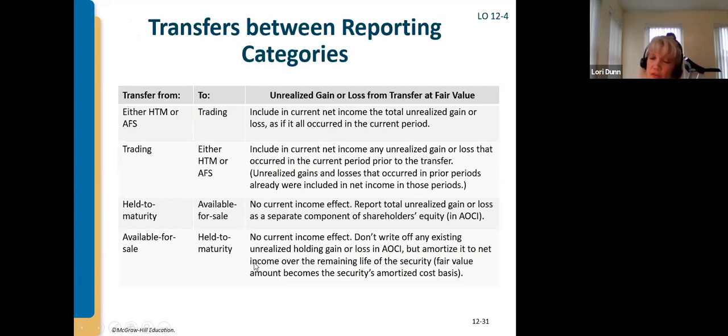We're not going to worry too much about transfers between categories, but we want to bring it to your attention that you can. You're not locked in. Let's say you had something that was originally recorded in a held to maturity or available for sale category, and you changed your mind, you want it to be considered a trading investment. It then tells us how we have to accommodate for that change. What if it was in a trading category and we decide to change it into held to maturity or available for sale? It tells us how we have to accommodate that change. Held to maturity to available for sale, and available for sale to held to maturity.